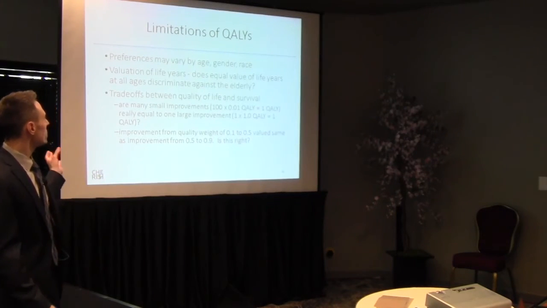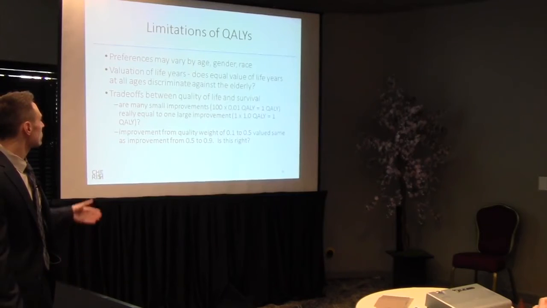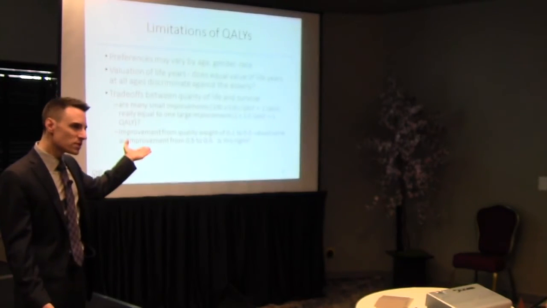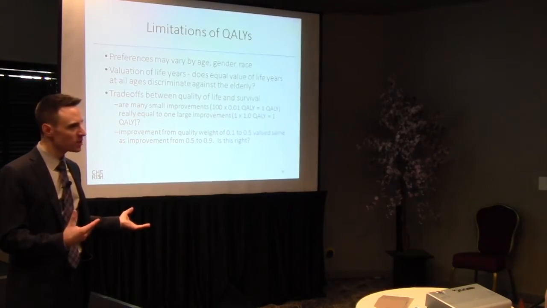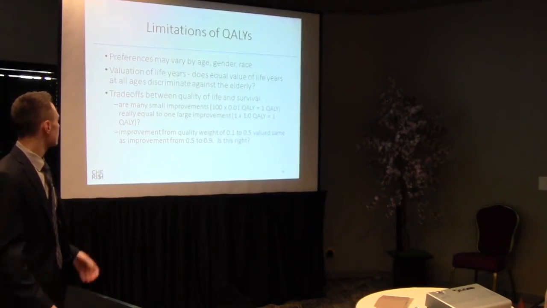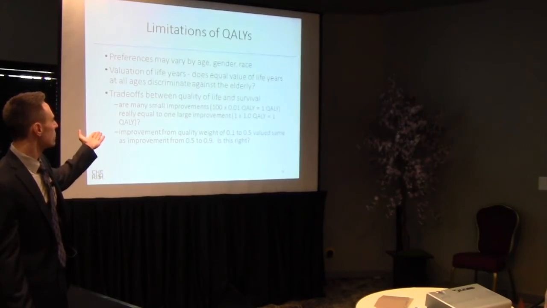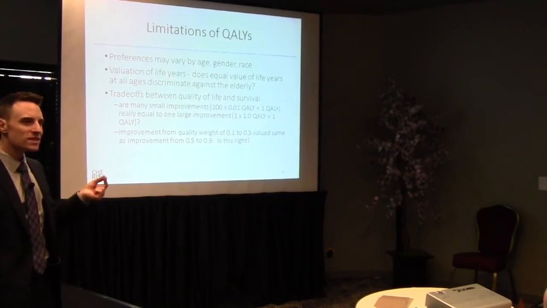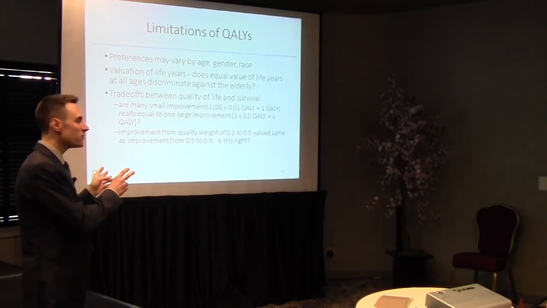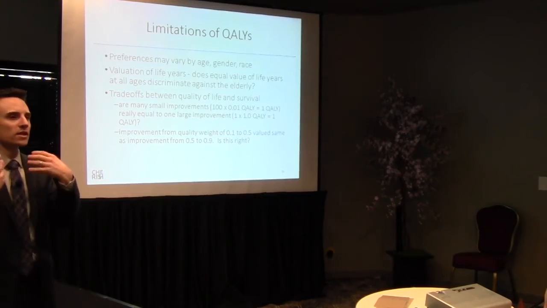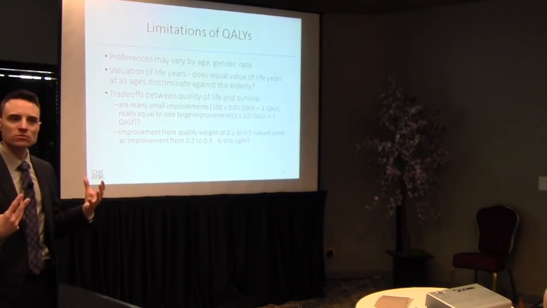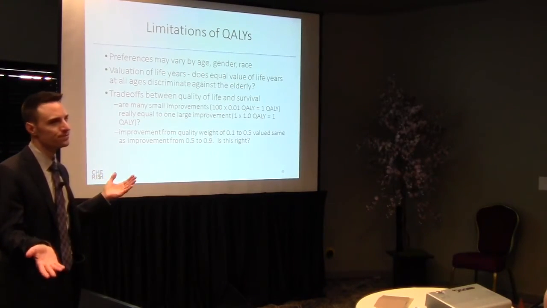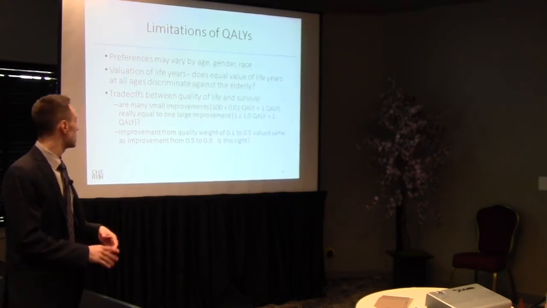And then there are trade-offs between quality of life and survival. So if we have, let's say, many small improvements or one big improvement, are those really the same thing? We're saying they are, but is that actually the case? For example, an improvement in quality of life going from 0.1 to 0.5 versus going from 0.5 to 0.9, is that really the same, right? If we're going from basically our deathbed, if you will, to being able to at least walk around and do things, are we really going to place the same value on that as going from 0.5 to 0.9? I don't know, but probably not.